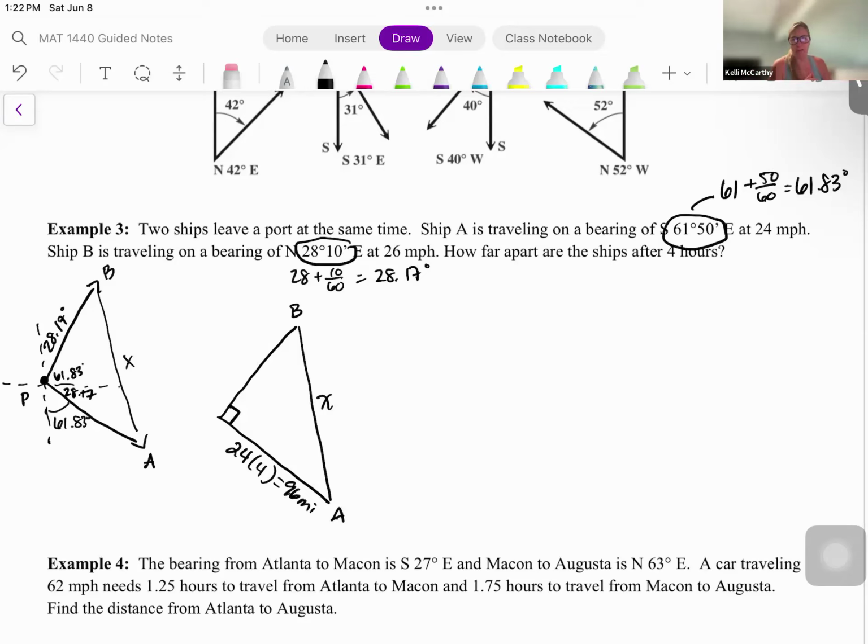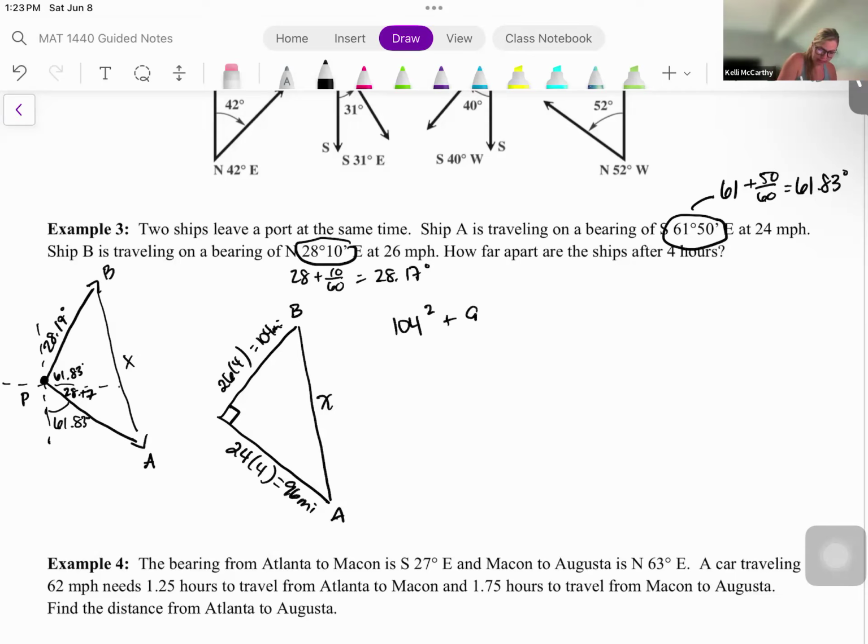I think where we left off in this was looking at now the distances that each ship has traveled. So we know that ship A traveling at 24 miles per hour for 4 hours has traveled 96 miles, and ship B traveling 26 miles per hour for 4 hours has traveled 104 miles. And using the Pythagorean theorem, we can now figure out how far away these two ships are from each other.